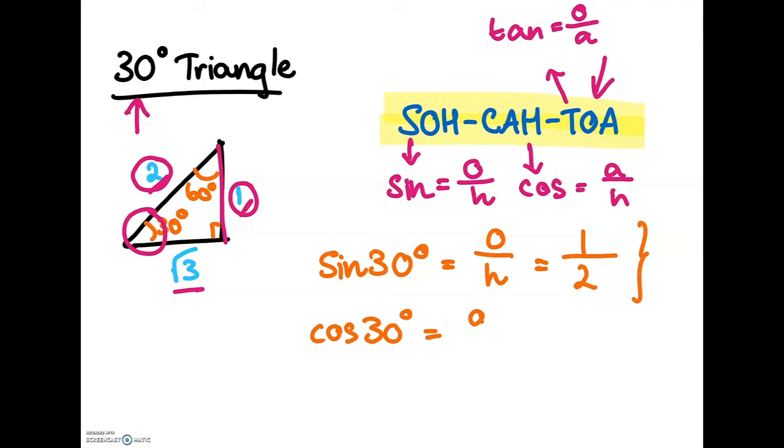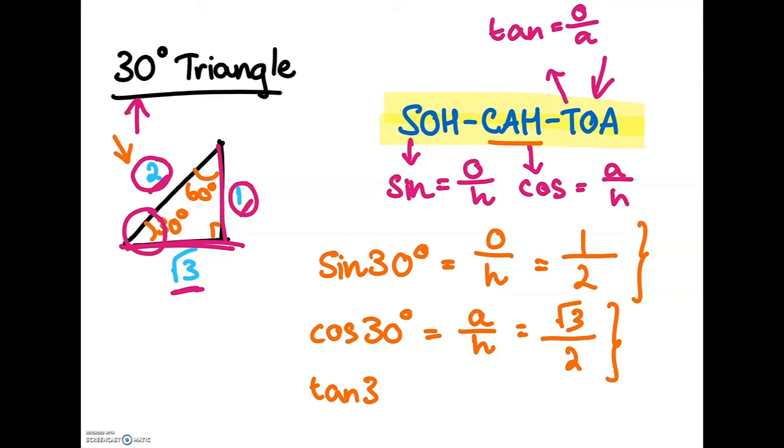Cosine of 30 degrees is equal to the adjacent over the hypotenuse because of our SOHCAHTOA abbreviation over here. In this case, the adjacent side to 30 degrees is the one that runs along it, so it's going to be square root of 3. So the adjacent is equal to the square root of 3 over the hypotenuse, and the hypotenuse is always going to be the same, which is 2. So cosine of 30 degrees is square root of 3 over 2.